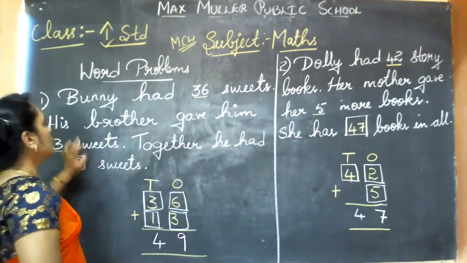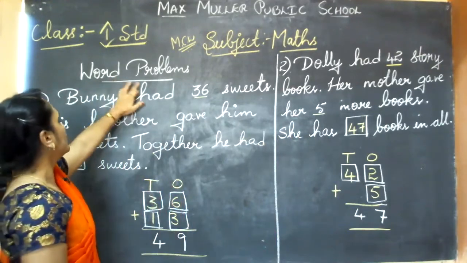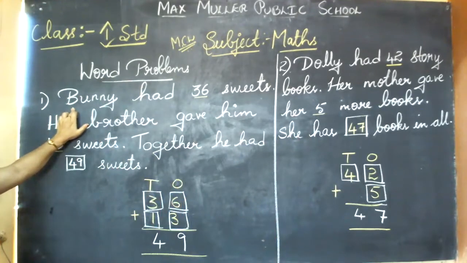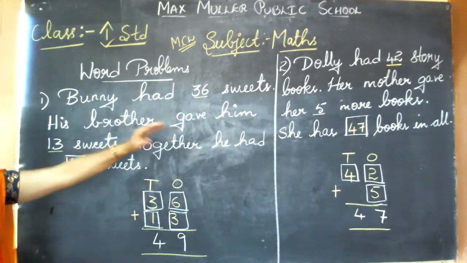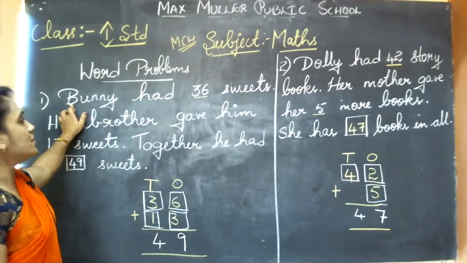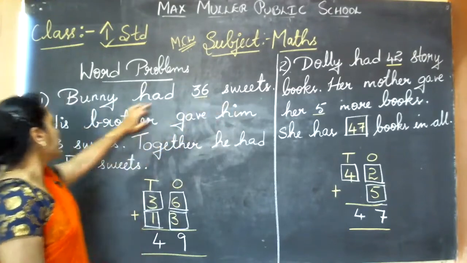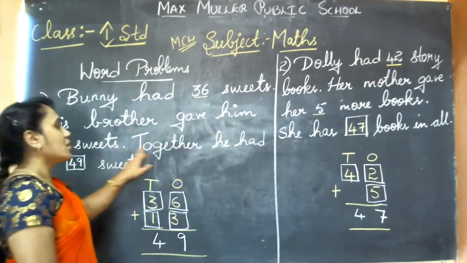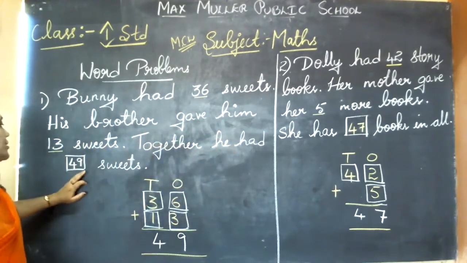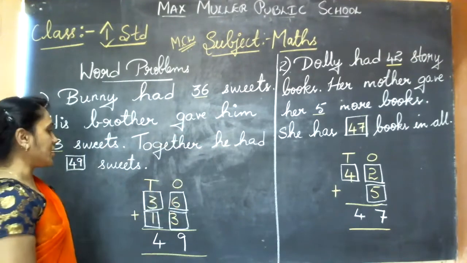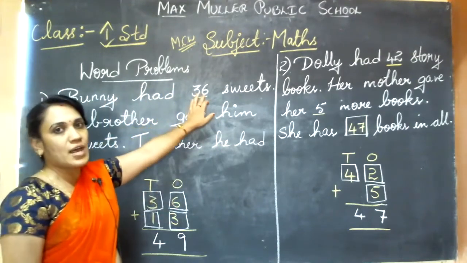So, have you written the heading? Word problems. Then start the first sum. In each page, only one sum. Okay. Second sum, do it in the next page. I have written on the board beside, and you also don't write like that. Understand, children? Yes. Start the first sum. Bunny had 36 sweets. His brother gave him 13 sweets. Together he had dash sweets. Like that they'll give. So you should start from the tens and ones.